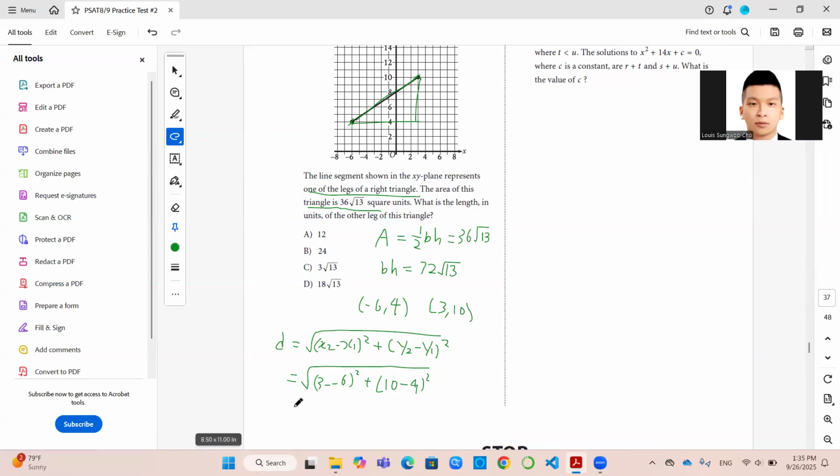Okay. So what this becomes is 9 squared plus 6 squared, which is equal to 81 plus 36. And this becomes square root of 117.